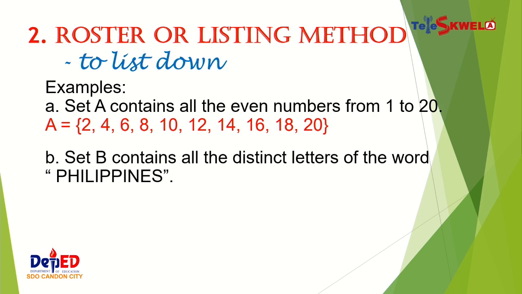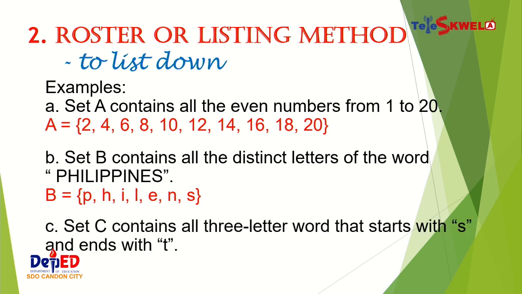Letter B. Set B contains all the distinct letters of the word Philippines. So what are the elements of set B? Set B is a set that contains the elements P, H, I, L, E, N, and S. And letter C, set C contains all the three-letter words that start with S and end with P. So what are the elements of set C? Set C is a set that contains the elements sap, sip, sop, and sup.